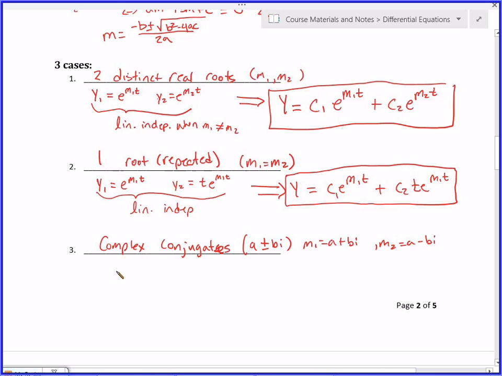All right, now, y1 would then be e to the A plus BI t. No, that's just y1, not plus. We'll do the plus in a second. Comma, y2 is e to the A minus BI t.